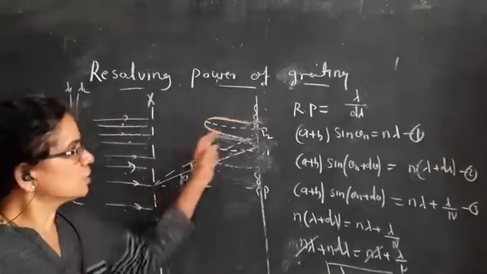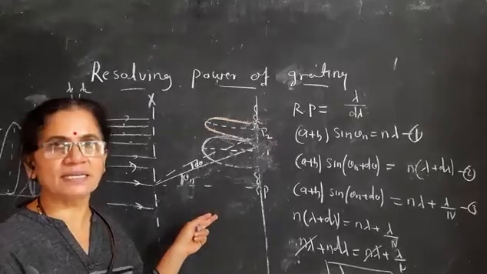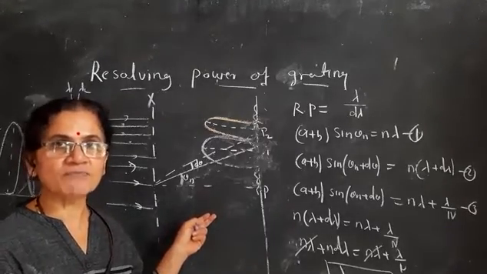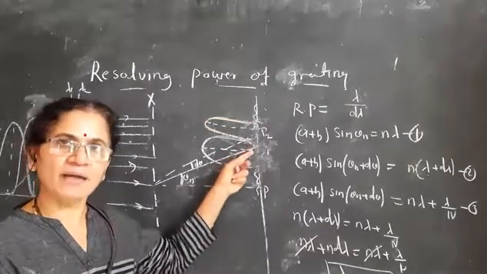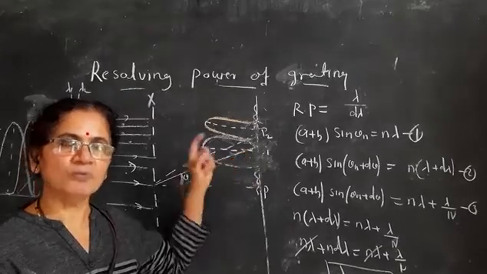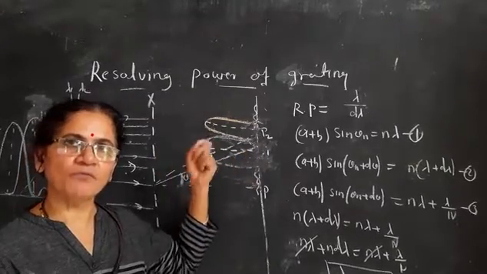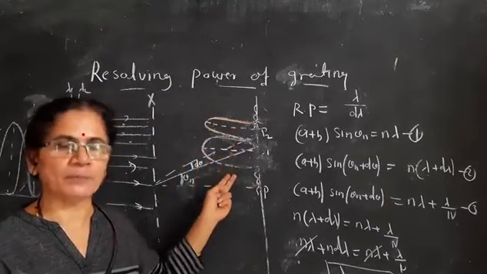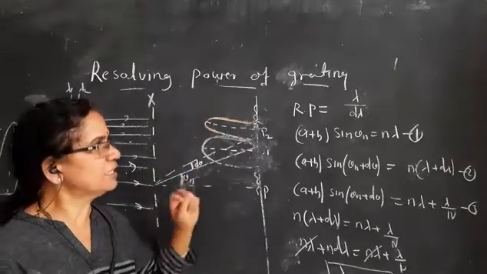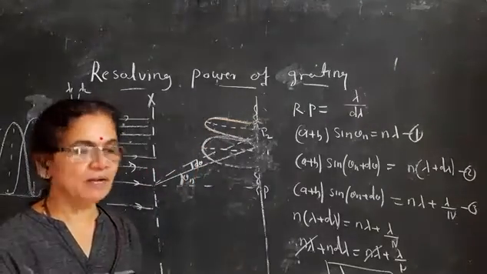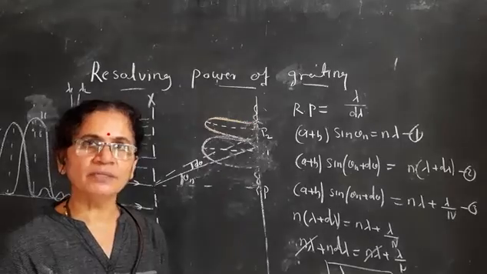Is it clear to you? So this is what the RP of a grating is. What condition should be satisfied? The maxima of one spectral line should be falling on the minima of the other in the diffraction pattern. Is it clear to you? And the general definition is lambda upon d lambda, which is equal to n into N.